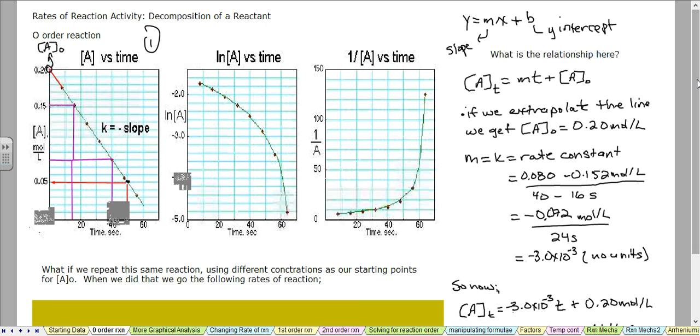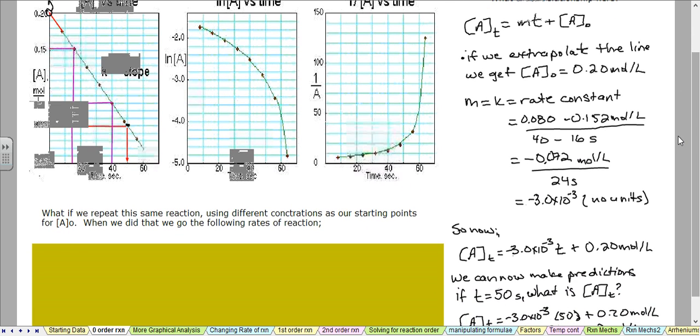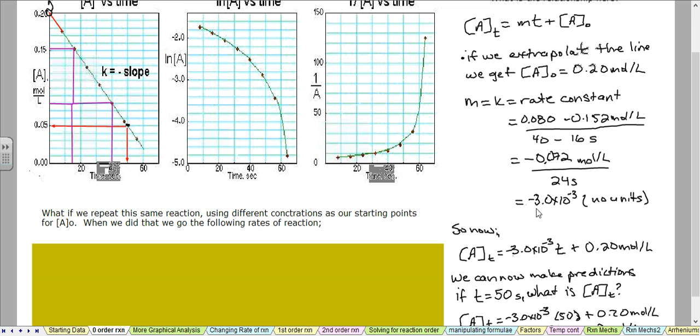We'll take a look here and see what we found. So plugging everything in, I get a rate constant of negative 3.0 times 10 to the minus 3. We're not going to put any units in here right now, so we're not going to worry about that, but it would be moles per liter per second. So that's the value that we get.